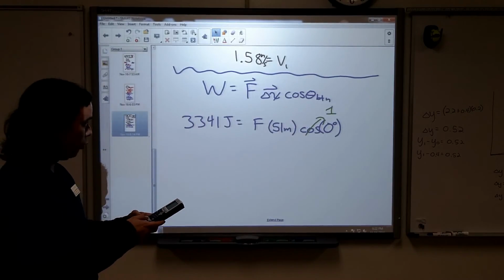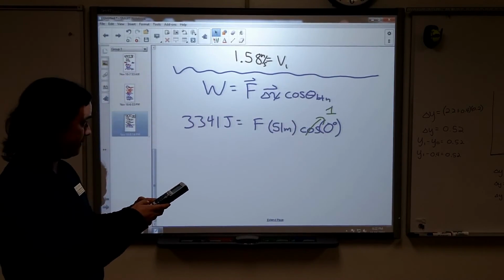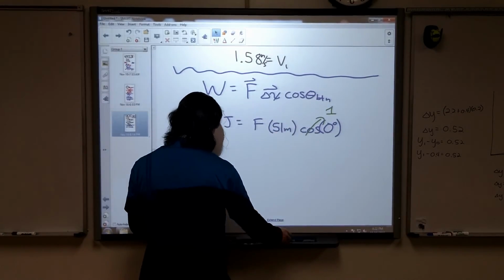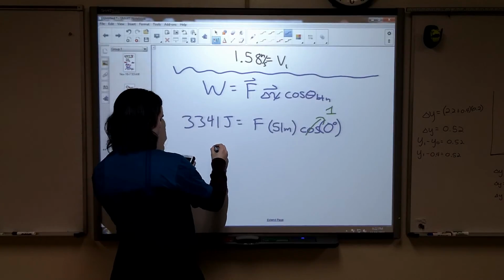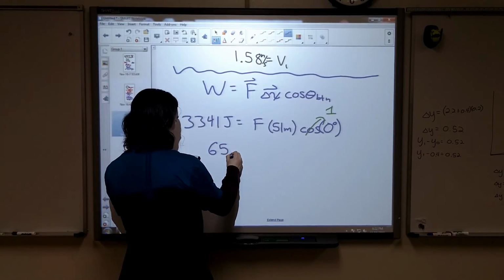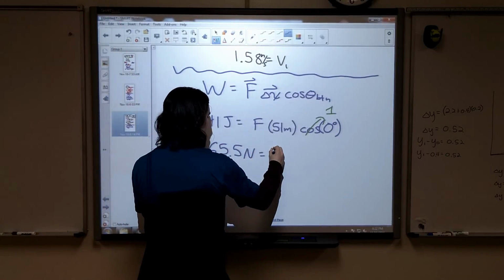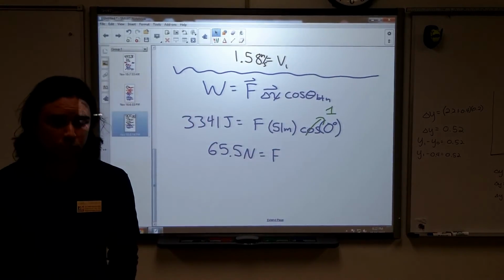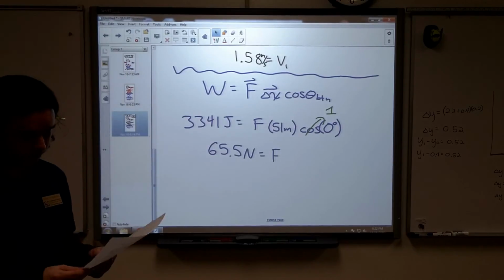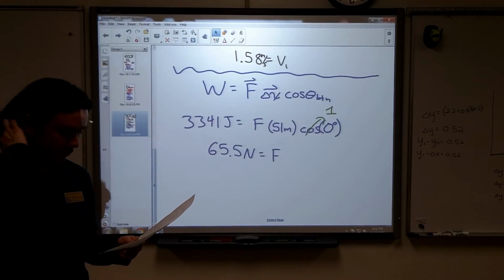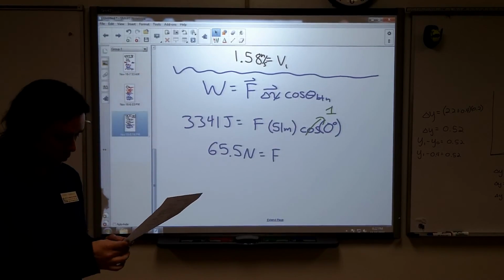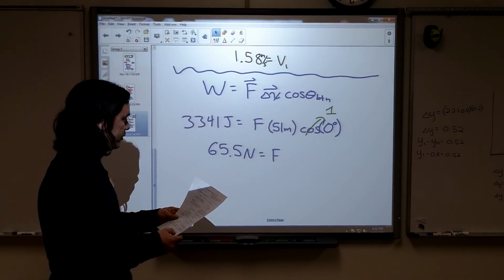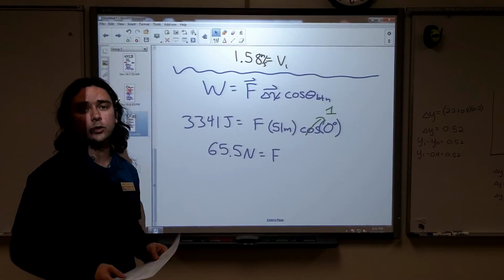So I'll take 3,341, divide it by 1, and divide it by 51 meters. Then I'll have a joule per meter, which is actually a newton. So I'm going to end up with the following: 65.5 newtons equals the force applied by the mechanic, assuming it's a constant force, which is fine. The mechanic's probably pushing with a constant force. And so we end up with, let's see, correct answer, 65.5 newtons. This is how you would go about and solve.